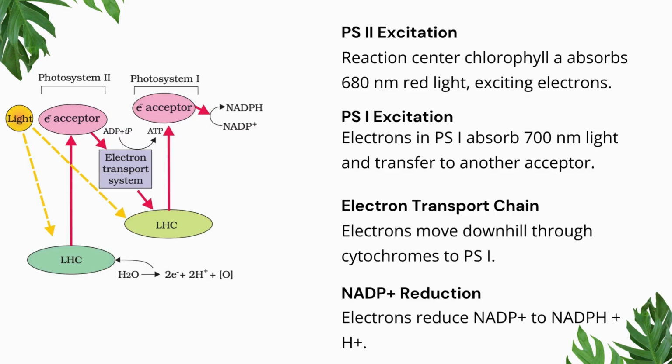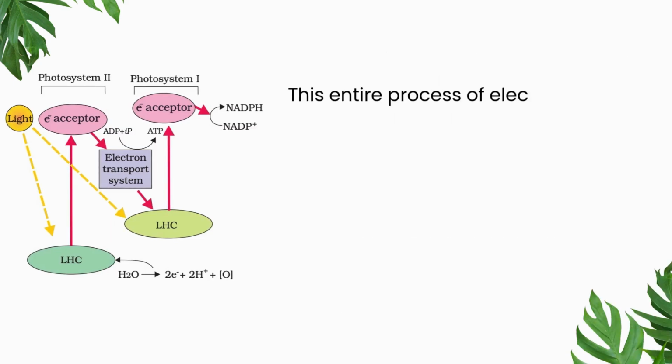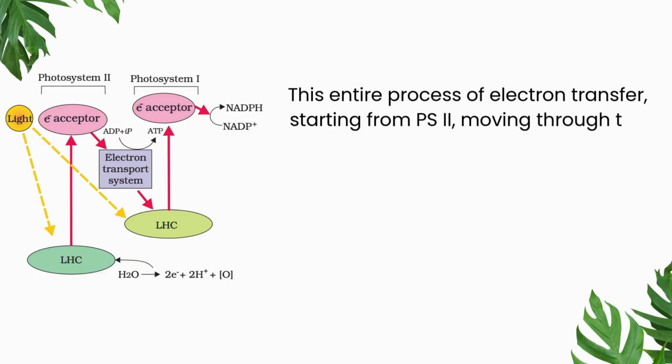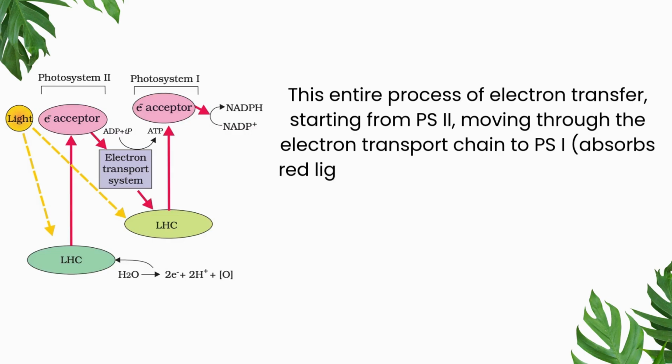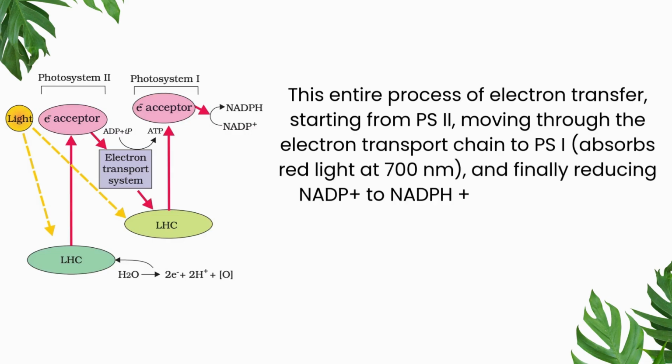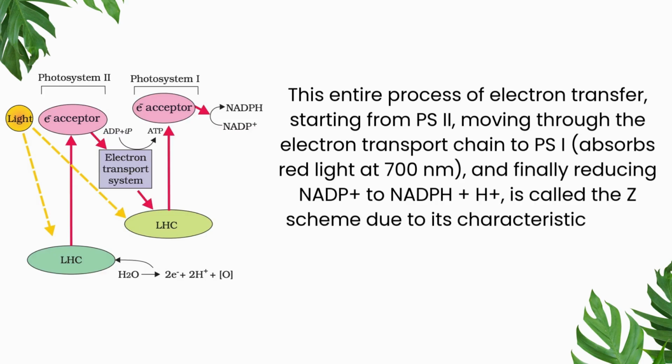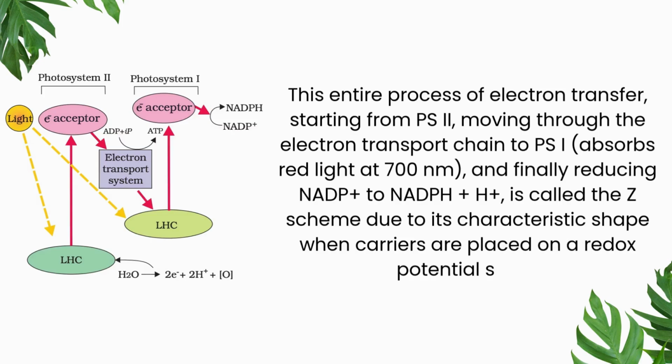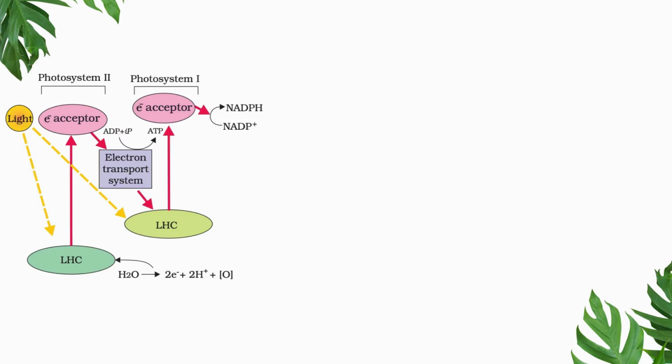potential scale. This entire process of electron transfer, starting from PS2, moving through the electron transport chain to PS1, absorbing red light at 700 nanometers and finally reducing NADP+ to NADPH and H+, is called the Z scheme due to its characteristic shape when carriers are placed on a redox potential scale.